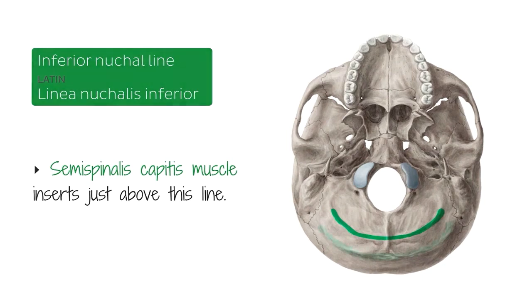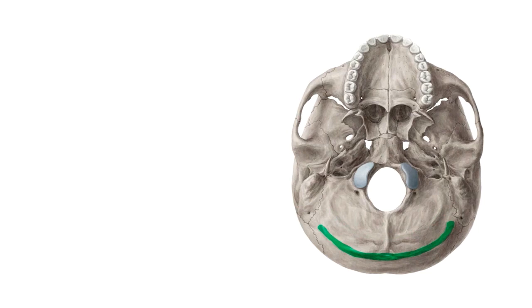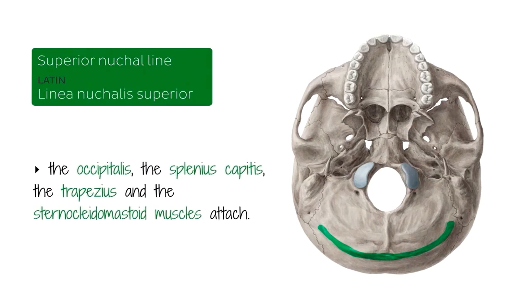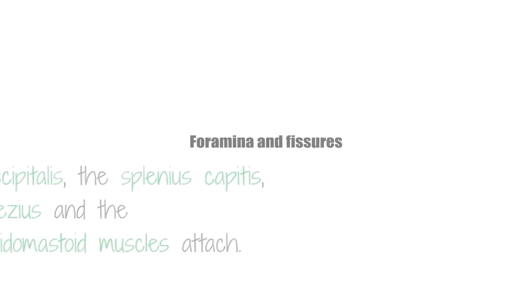We also have another line here that we need to cover that can be seen from the inferior view. And this one is known as the superior nuchal line. The superior nuchal line extends laterally from this landmark known as the external occipital protuberance, which we talked about before on different slides. And the superior nuchal line is an important landmark because several muscles attach here, including these that I'm listing: the occipitalis, the splenius capitis, trapezius, and the sternocleidomastoid.